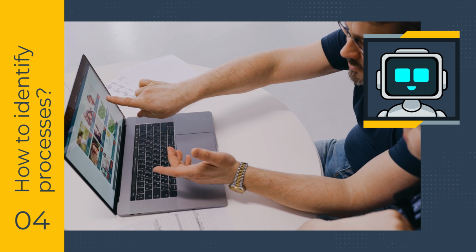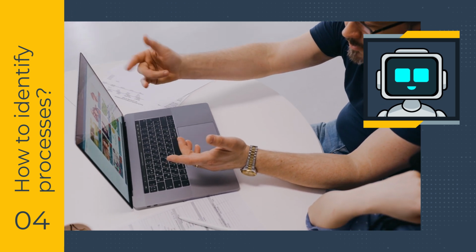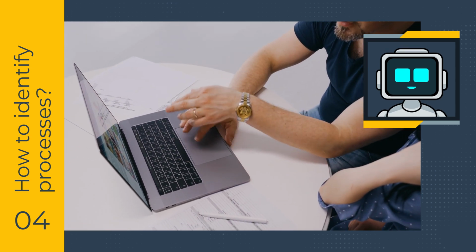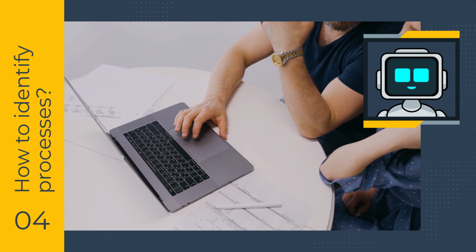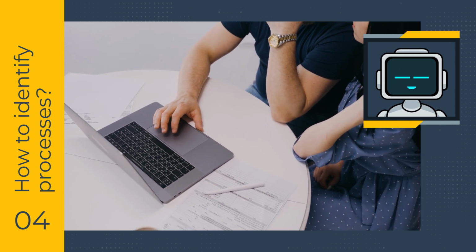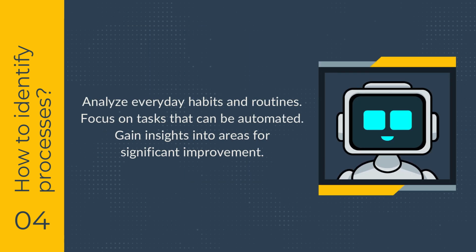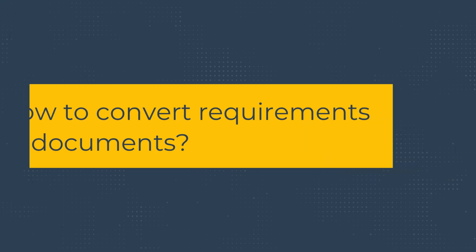The next step in system design involves identifying which processes can be optimized to improve efficiency, reduce errors, or increase productivity. By analyzing your family's everyday habits and routines, you can gain valuable insights into what tasks can be automated to save time and effort. Identifying these processes helps you focus on the areas where automation can have the most significant impact.